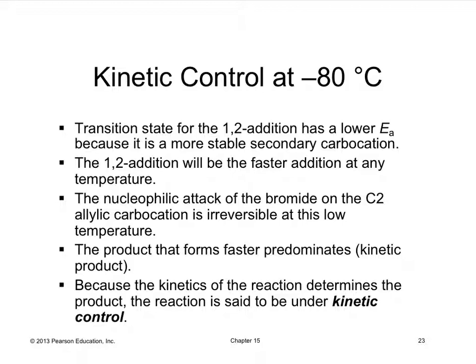Nucleophilic attack of the bromide on the C2 allylic carbocation is irreversible at low temperature. The product that forms faster predominates, which is the kinetic product, and because the kinetics of the reaction determine the product, it is said to be under kinetic control.